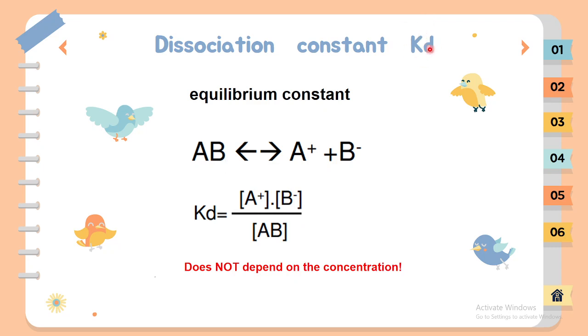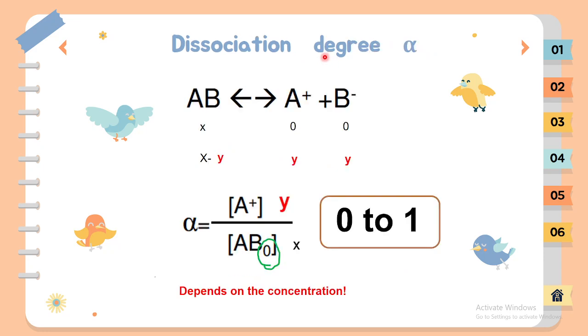Because KD is just an equilibrium constant, it does not depend on the concentration. So if you put 2 moles or 4 moles of AB, the dissociation constant is constant. You cannot change it. But the dissociation degree depends on that. So it's going to be different if you add 2 moles or 4 moles.